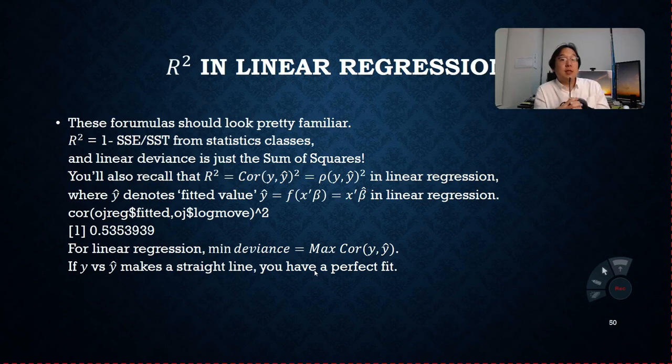Now, R squared in linear regression, these formulas should look pretty familiar. R squared should be 1 minus SSE over SST, sum of squared errors over sum of squares total, from statistics classes, and linear deviance is just the sum of squares. You will also recall that R squared should be correlation squared between y and the predicted y in linear regression, where y hat denotes the fitted value. So for linear regressions, minimizing deviance is maximizing the correlation between y and y hat, and if y versus y hat makes a straight line, you have a perfect fit.